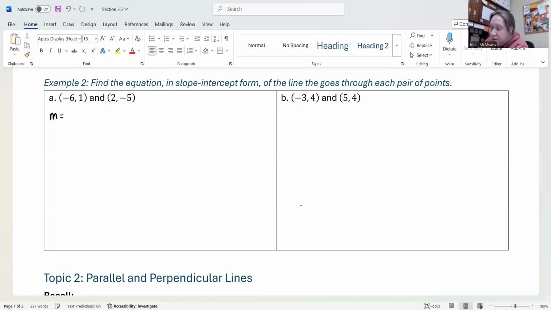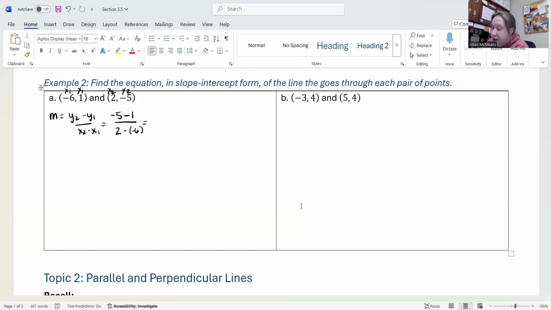So let's start by finding the slope. So m equals, so we've got x1, y1, x2, y2, okay? And remember, in case you have forgotten because it's been a minute, the formula for slope is y2 minus y1 over x2 minus x1, okay? So let's fill in those values. So y2 is -5, y1 is just 1, so we get -5 minus 1. x2 is 2, x1 is -6, so we get 2 minus -6.